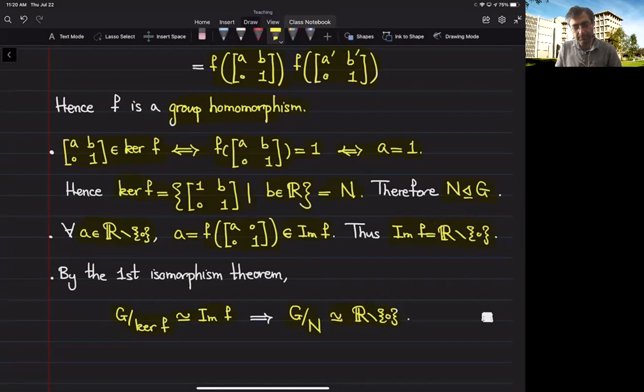So we learned about factor groups. We proved the first isomorphism theorem for groups, and we've seen some examples on how to use the first isomorphism theorem to understand the structure of factor groups.